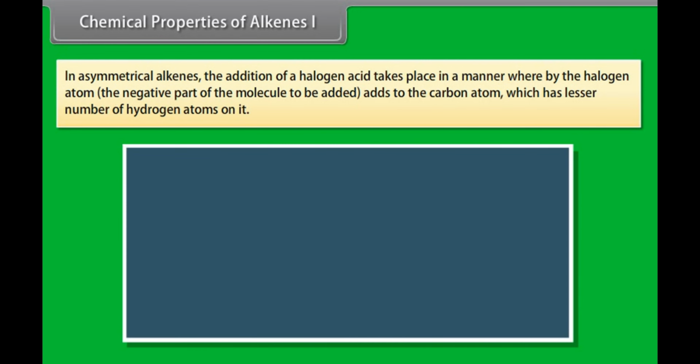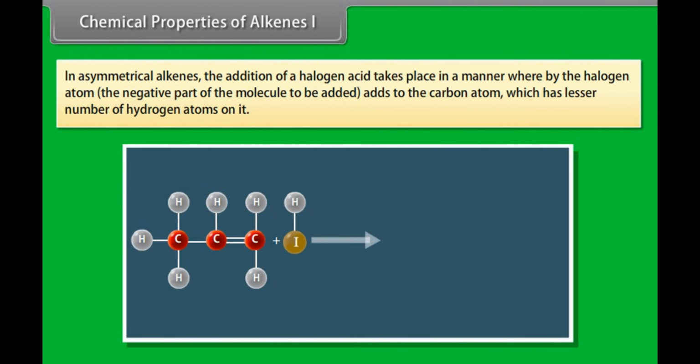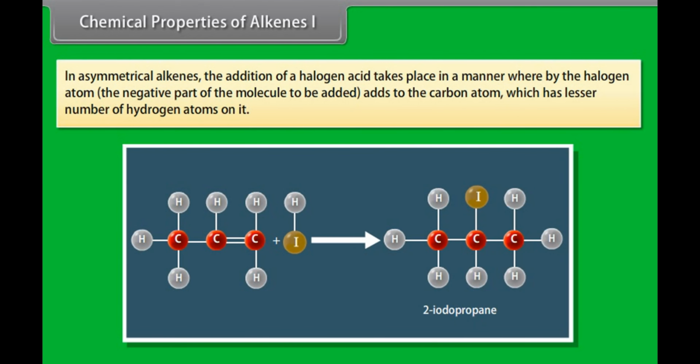For example, in the case of propene, the product obtained is 2-iodopropane and not 1-iodopropane. This rule of addition of halogen acids to an asymmetrical alkene is known as Markovnikov's rule. Chemical properties of alkenes, Part 2.